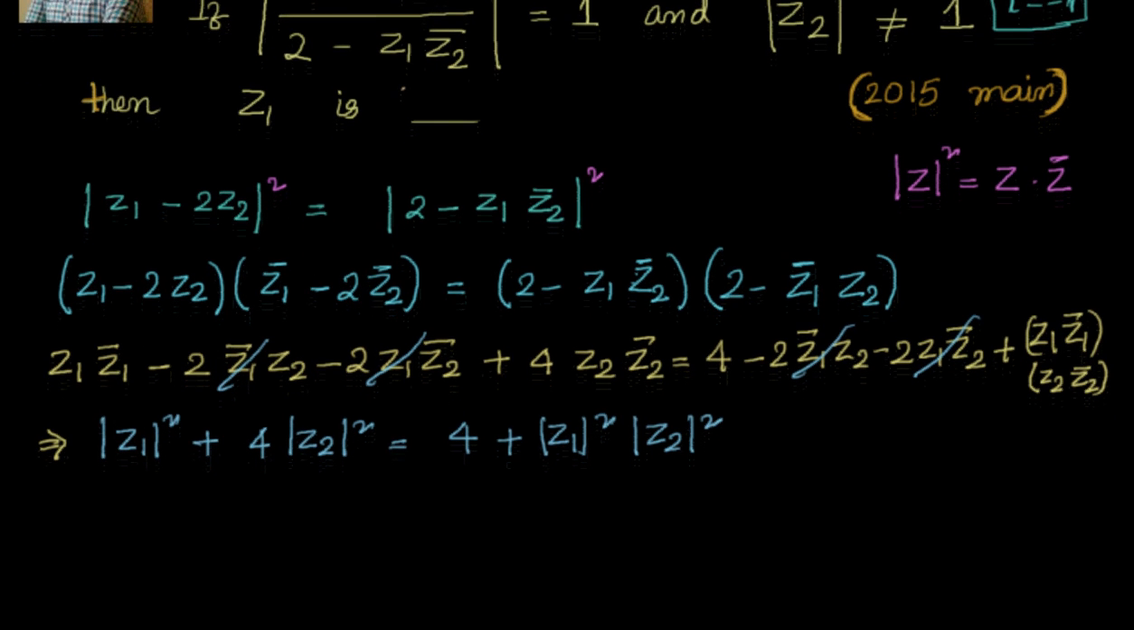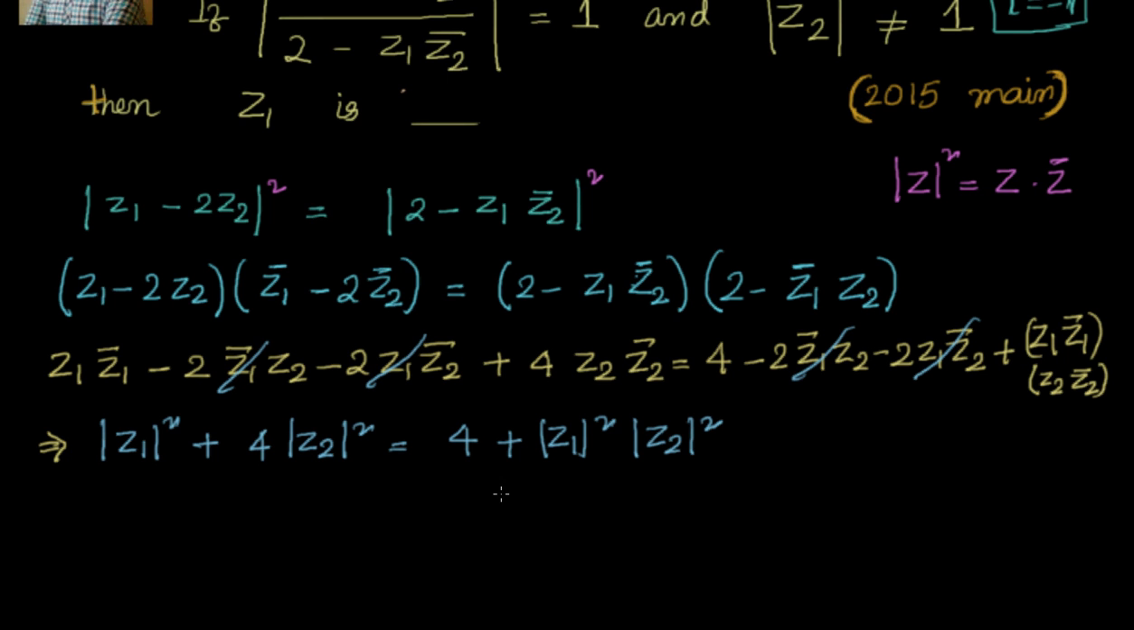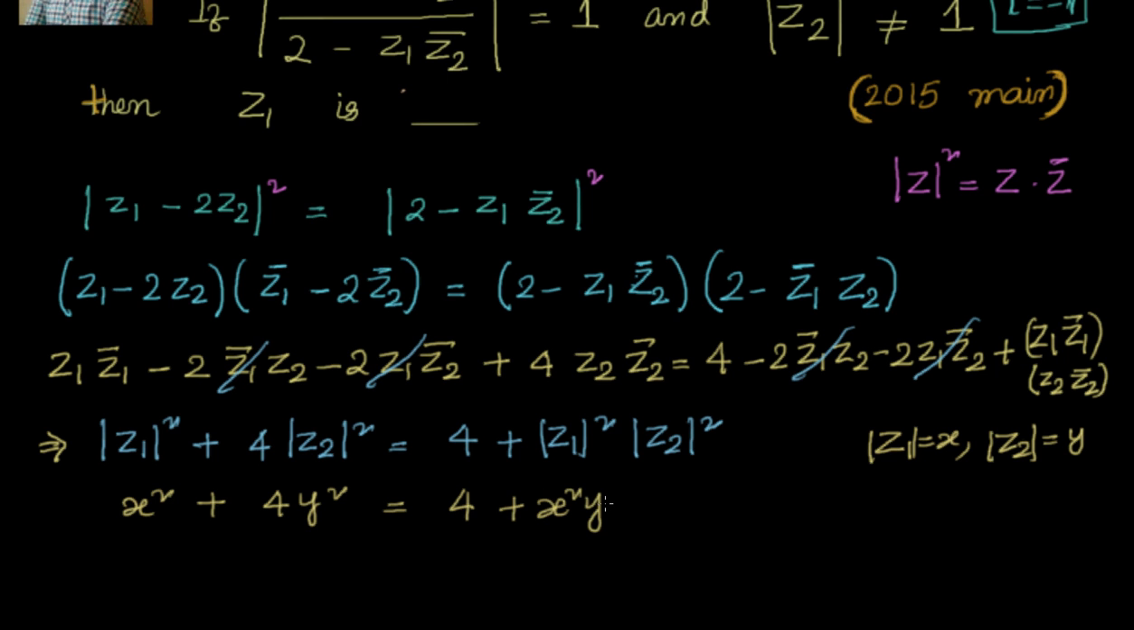How we will simplify this now is, let us say for some time that mod of z1 is x and mod of z2 equal to y. What will happen now? Let us look at this: x square plus 4y square is equal to 4 plus x square y square. Can we get everything to one side and write it as x square y square minus 4y square minus x square plus 4 is equal to 0.